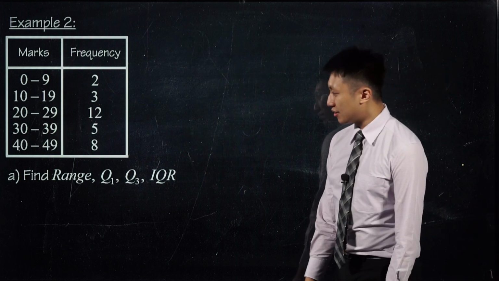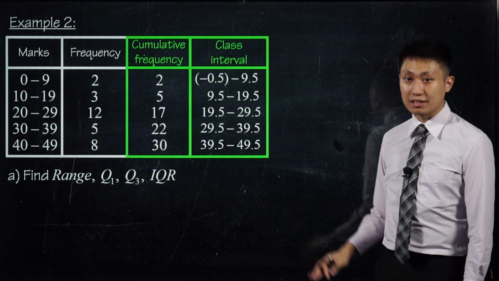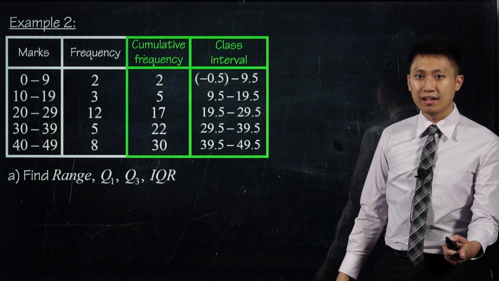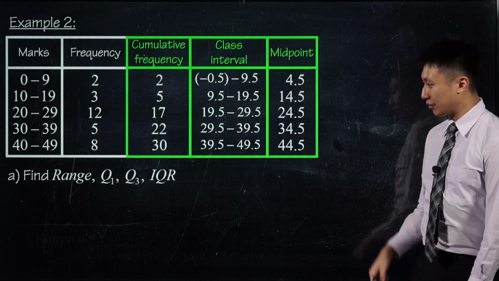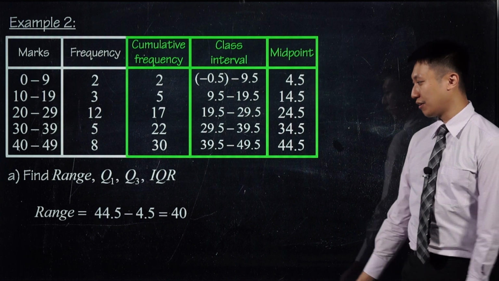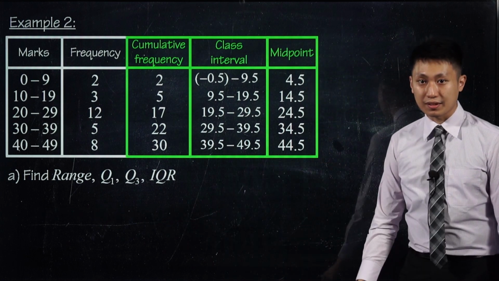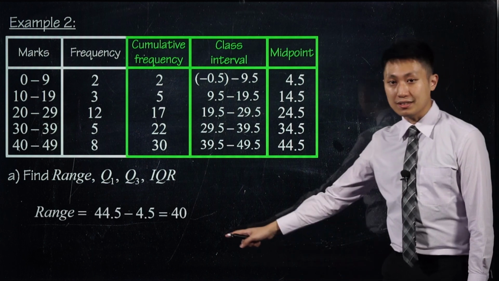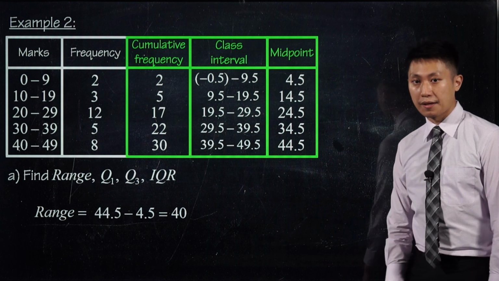All right, let's do this. We do the class interval and the cumulative frequency. What's the last one? Midpoint. Yes, midpoint. Next, the range is just 44.5 minus 4.5, the first one minus the last one. Okay, no problem.